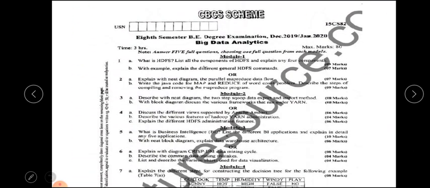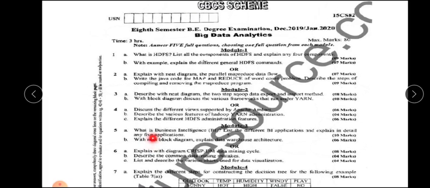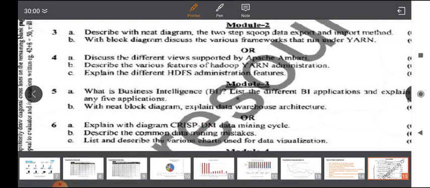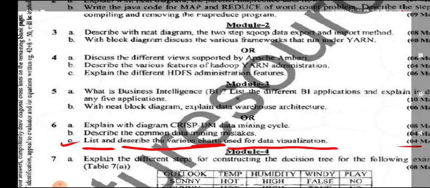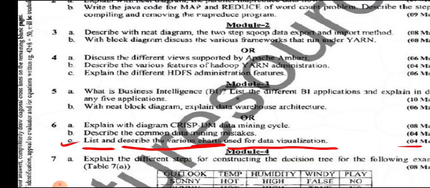So let us quickly have a glance at the previous year questions which have been asked with respect to these topics. This is the December 2019 January 20 question paper, and in module 3 you can see there is a question being asked, that is 6C, list and describe the various charts used for the data visualization, which is asked for 4 marks, right? Which we have just now discussed, the various charts used for data visualization.